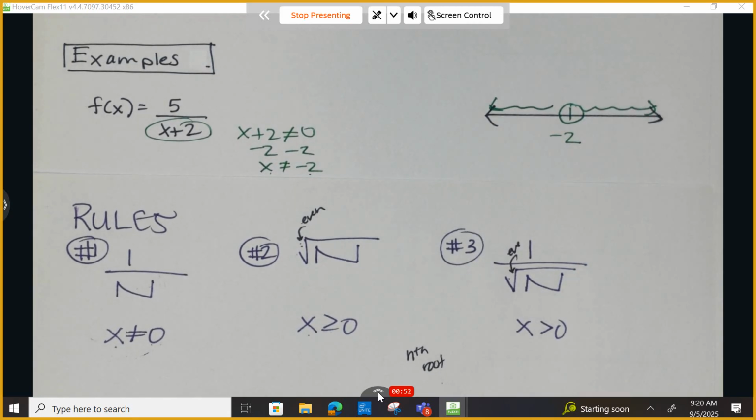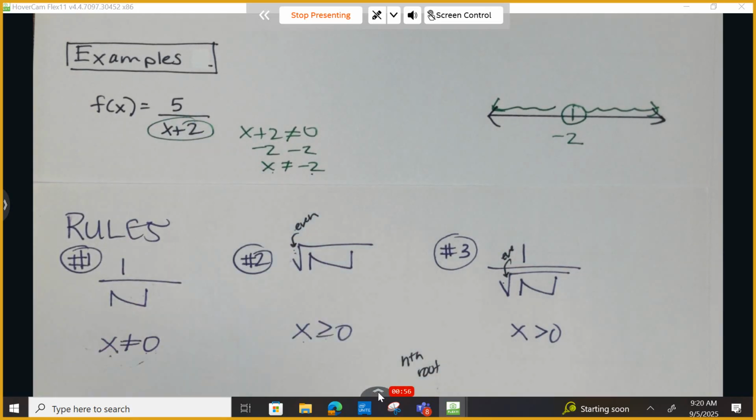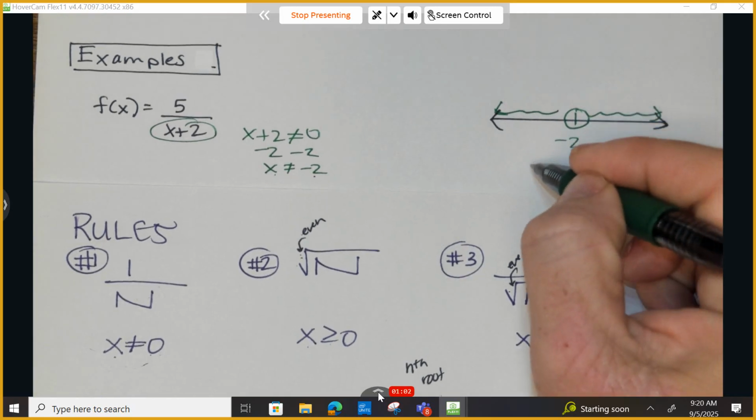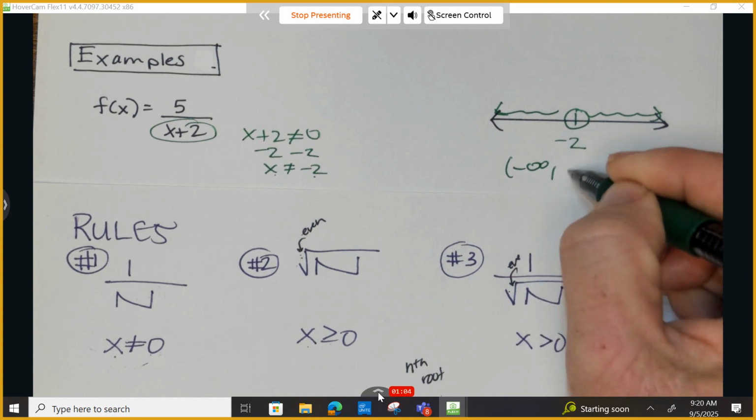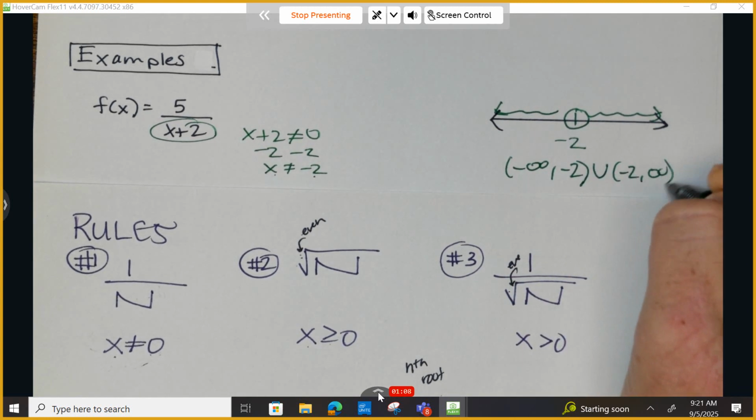What does that even mean? That means that I could plug in any real number into this function, and it would correspond to an output value, except for negative 2. How do I write it as interval notation? Comes from the far left all the way to negative 2. We don't include it, and we go from negative 2 to positive infinity.